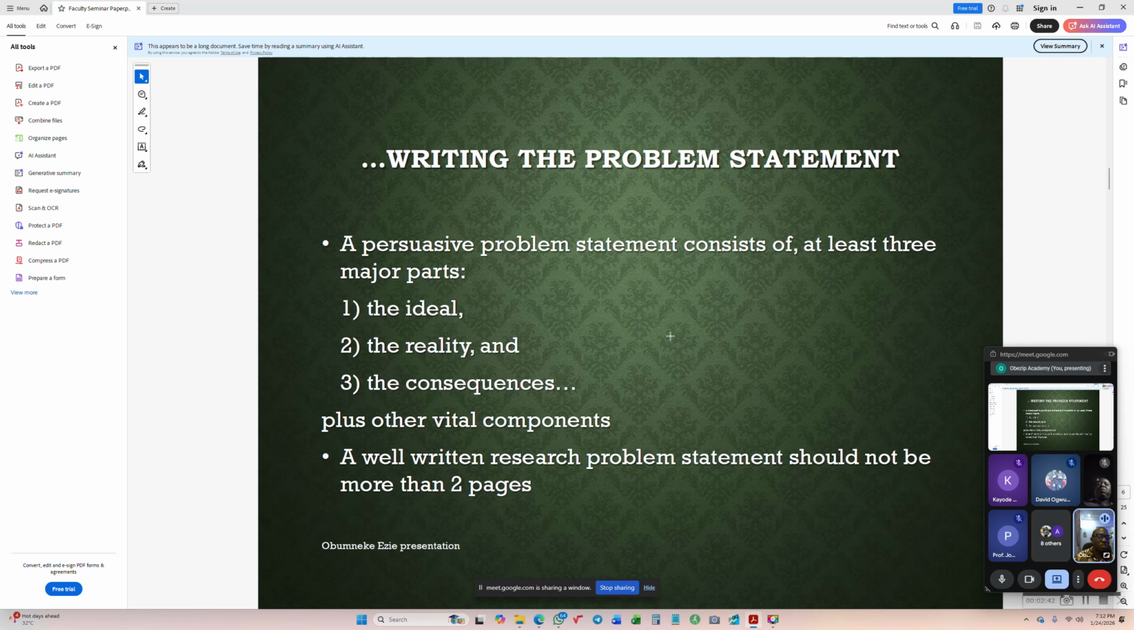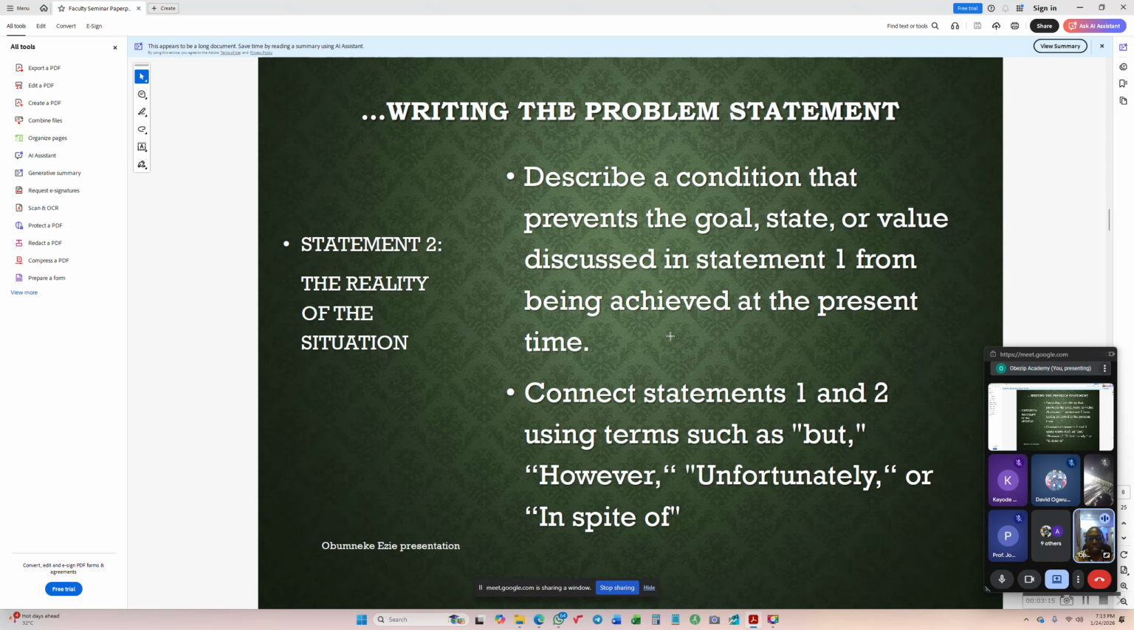Now, statement of problem normally consists of three major parts. There are many other parts we shall look at in this presentation, but the three major parts that a statement of problem contains are: number one, the ideal situation; the second, the reality on ground; and the consequences of that reality on ground. There are many other vital components, which we shall look at shortly, but these three vital components must be in your statement of the problem. Let us dive in straight.